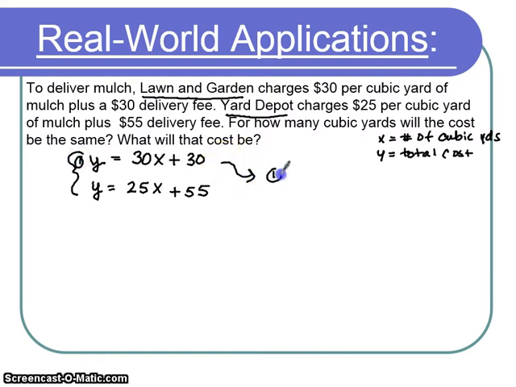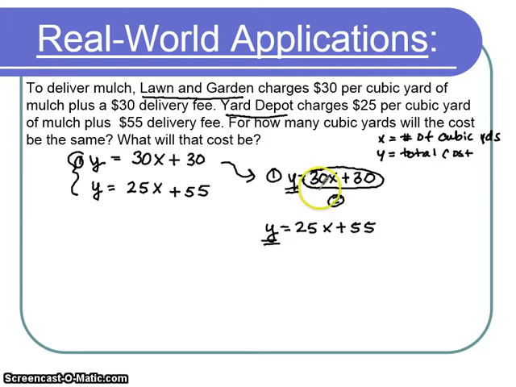Step 1, I know that y is equal to 30x plus 30. So that means y has exactly the same value as 30x plus 30. Now I'll take that value, this is step 2, and substitute it into the other equation, which is y equals 25x plus 55. So instead of writing y, I can write its equivalent value, which is 30x plus 30, which will be equal to the rest of the equation, which is 25x plus 55.